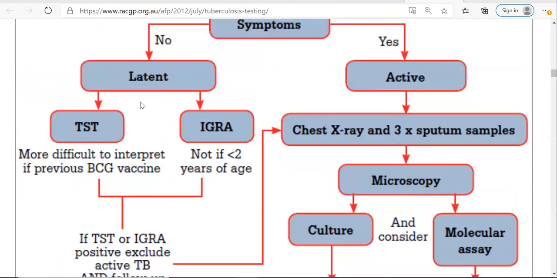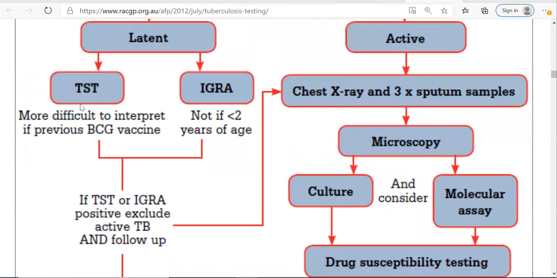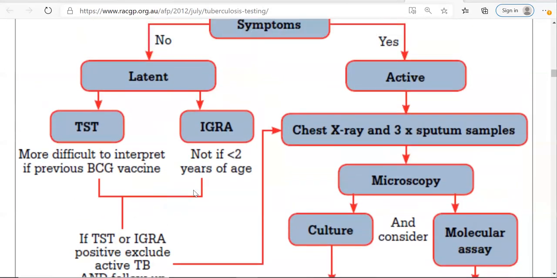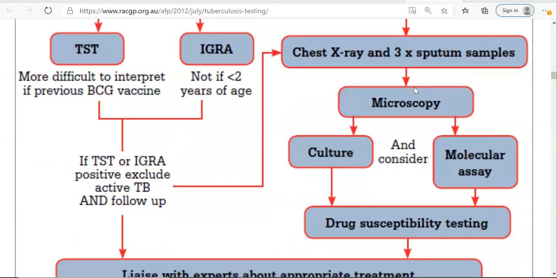So if you got a patient who doesn't have any symptom, but Mantoux or IGRA, any of these, is positive, you need to exclude active TB. So how do you exclude active TB? If any patient has symptoms of TB or a positive TST or IGRA, you need to do two things. One is a chest X-ray first, and then sputum microscopy and culture. And you need to take three samples to confirm your diagnosis. Most of the time, that's all we do.